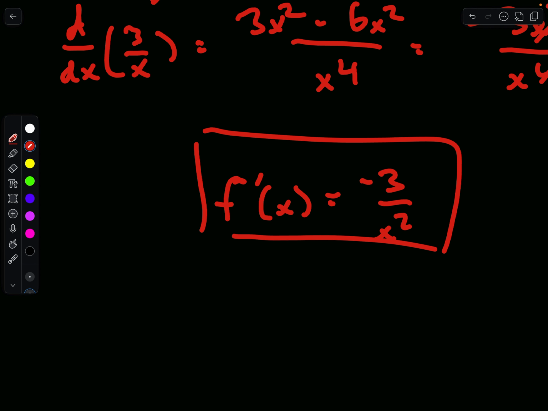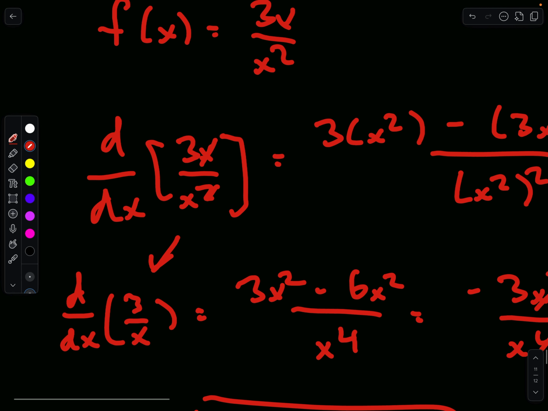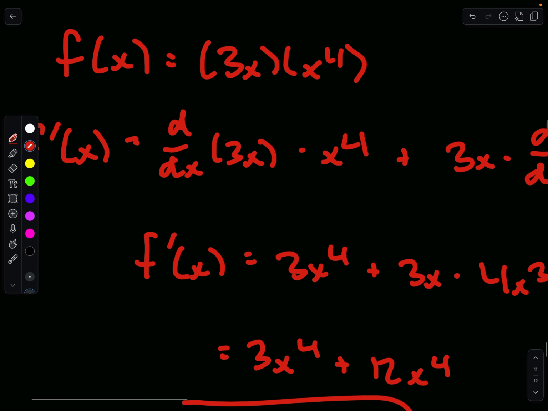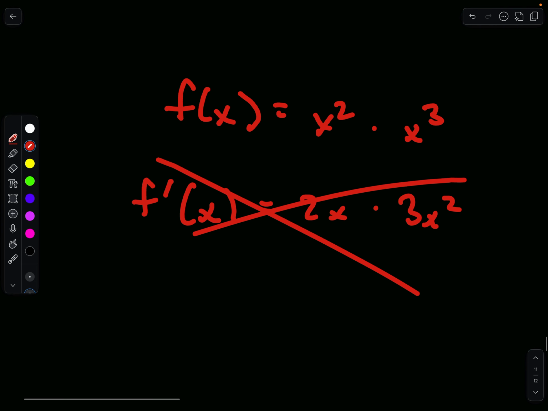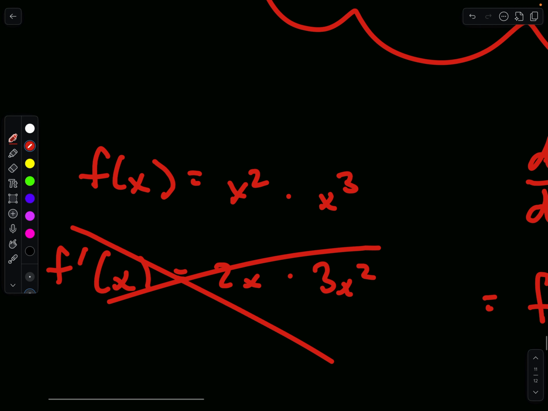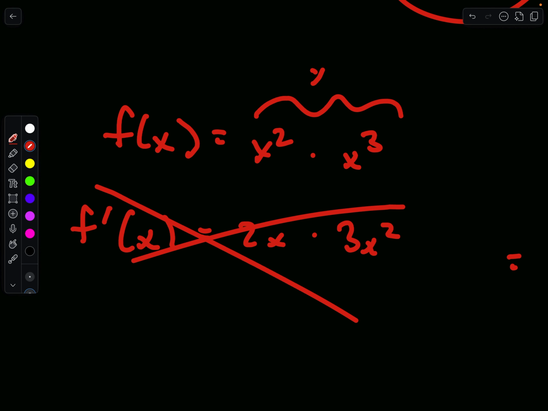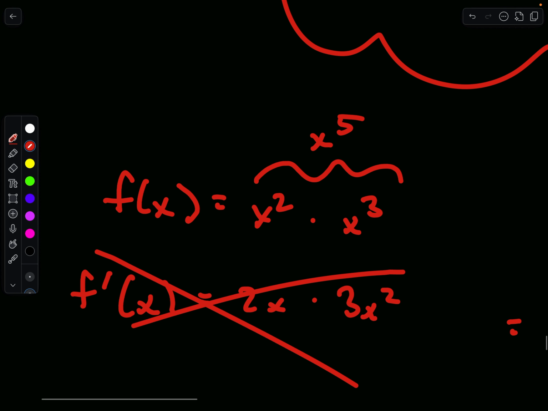So a strategy for product versus quotient rule is to simplify first. If you ever see multiplication or division of functions, ask yourself, can I simplify first? If not, then use the product or quotient rule. So for example, in our earlier function, back up here, we could have just simplified this into x to the fifth, and then differentiate gives us 5x to the fourth. So in that case, it would be better to simplify first.